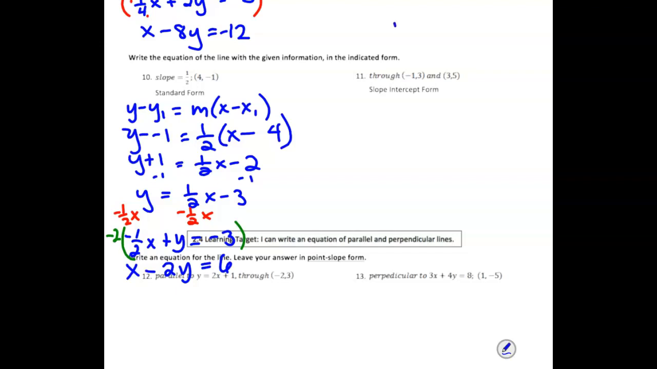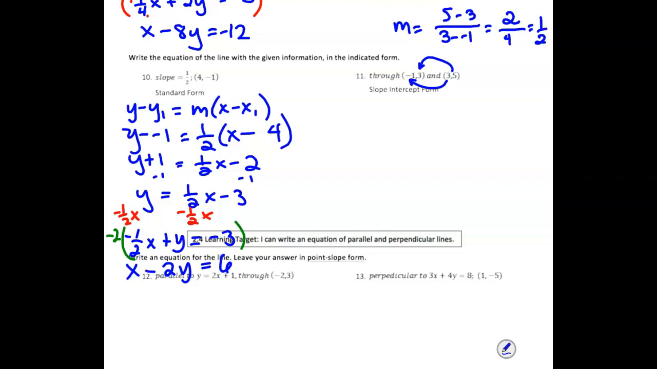So my first step is going to be to figure out the slope. Change in y, 5 minus 3, divided by change in x, 3 minus negative 1. Numerator becomes a 2, denominator is a 4. So my slope is reduced down to 1/2.